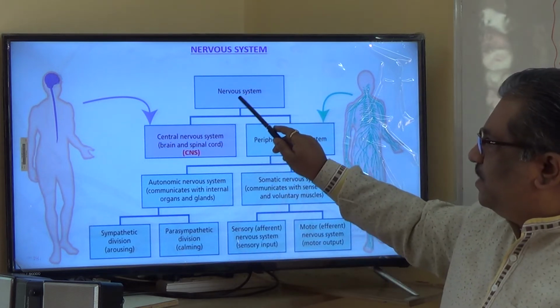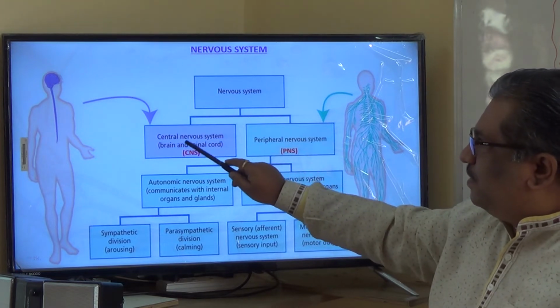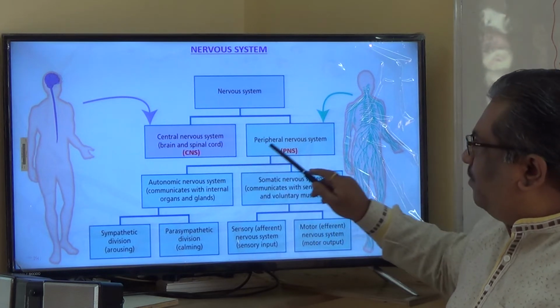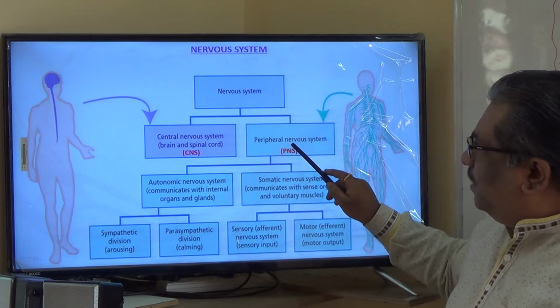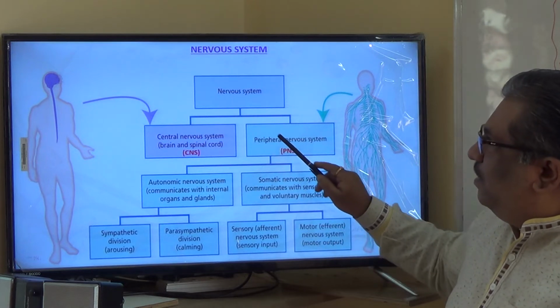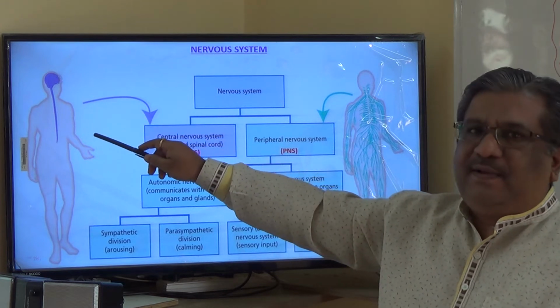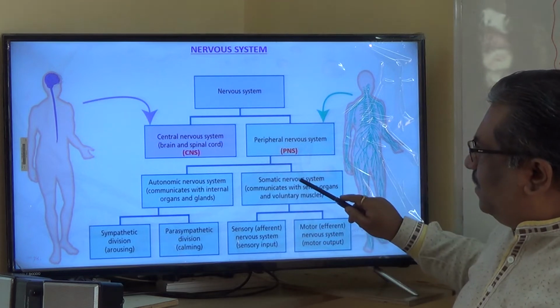Mainly, the nervous system is divided into CNS and PNS. The central nervous system, CNS, consists of the brain and spinal cord. The peripheral nervous system consists of the nerves that emerge from the brain and the spinal cord, and is divided into the autonomic nervous system and the somatic nervous system.